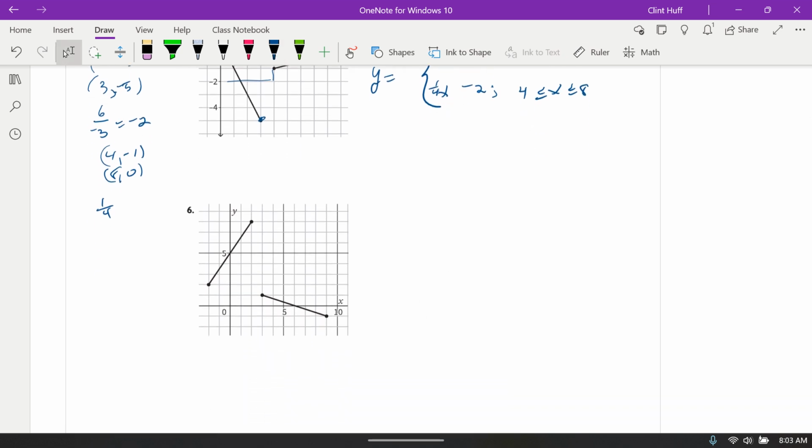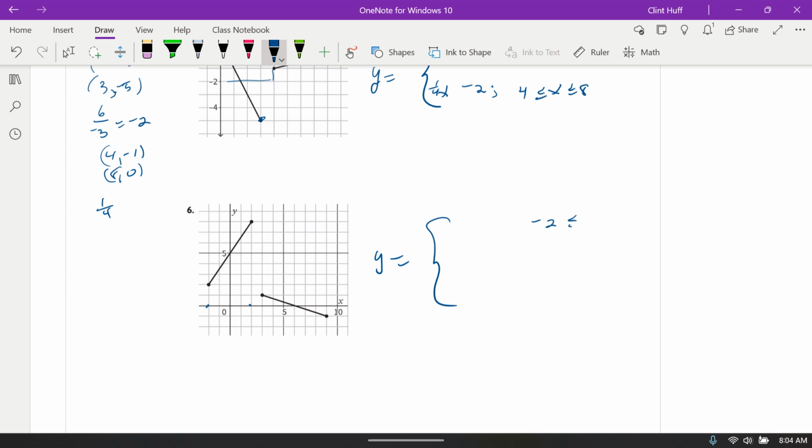All right, on the next one, number 6, I'm going to take the same approach. I'm going to have a piecewise function. This first branch goes from negative 2 over to 2.